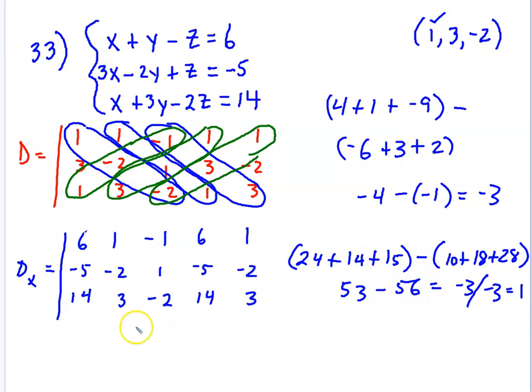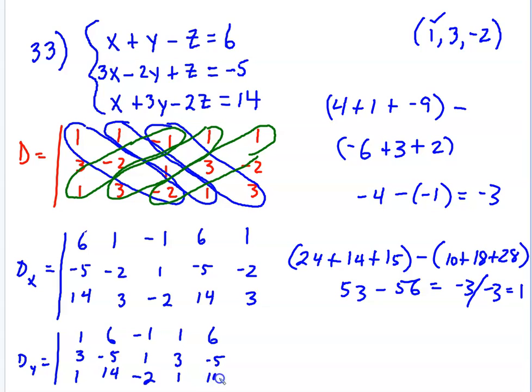Okay, and I'll go ahead and do the d sub y. And once you've seen that, it's just the same type of deal to get z. So for d sub y, I'm going to put the x coefficients back like they were in the original, but I'm going to replace the y's with the constants. And the z's are not changing. So once again, repeat the first 2 columns. All right, and now do your diagonal multiplication.